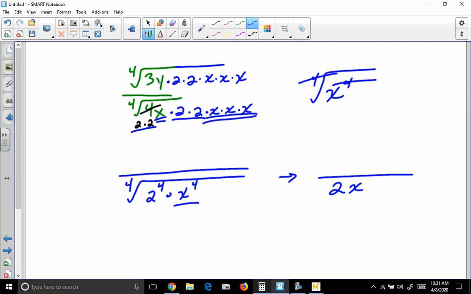Now on top we have 3 times 2, that's 6, times 2 is 12. 1, 2, 3 x's, so x to the third, and a y. None of those factors occur 4 times, so nothing on top comes out. So all of that stuff is left under the radical. So we made everything on bottom a group of 4 because we had a fourth root.